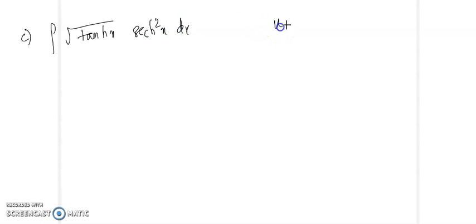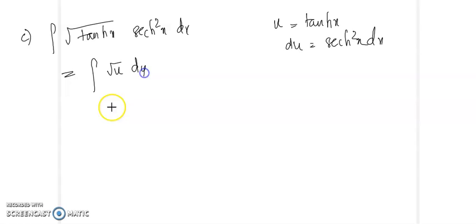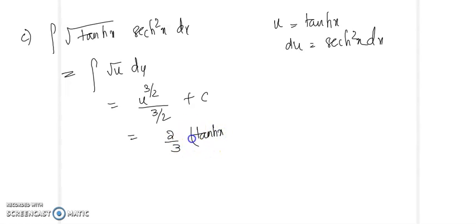And if you have the integral of root of tanh x sech squared x dx, again use a substitution, u equal to tanh x. So du will be sech squared x dx. So that will be the integral of root u du. So u raised to 3 by 2 by 3 by 2 plus c. So it is 2 by 3 tanh x whole power 3 by 2 plus c.